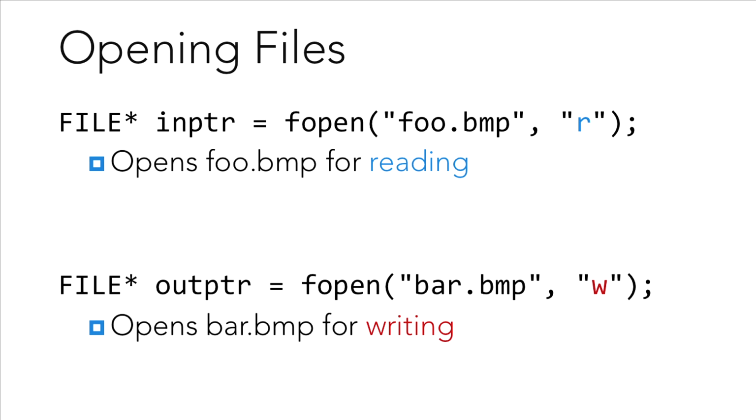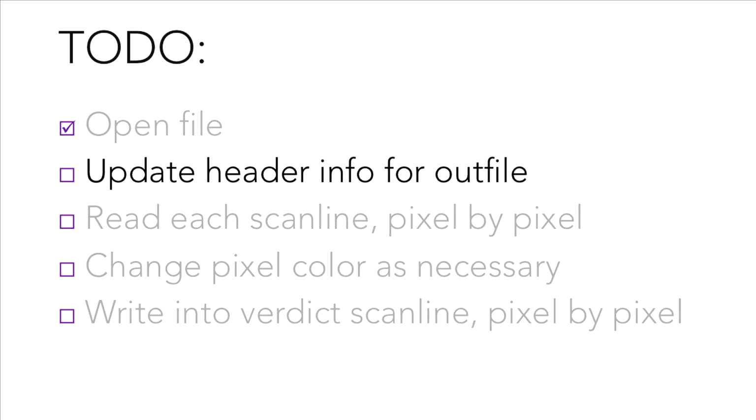What we're dealing with in this pset is file I/O, basically taking files, reading, writing, editing them. How do you first open a file? Well, you're going to declare a file pointer, and then you call the function fopen, pass in the path or the name of that file, and then the mode that you want to open that file in. Passing in an r will open foo.bmp for reading, whereas fopen with passing in a w will open bar.bmp for writing the file and actually editing it. So now that we've opened the file, our next step is to update the header info for the out file.